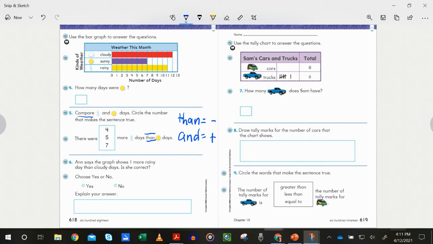Okay, notice on our tally chart, the tally marks for cars is missing. Okay, don't draw them up here. Instead, you have this nice big box you can draw them in. Draw the tally marks for the number of cars that the chart shows. So we're looking at the cars, and show me what those tally marks would look like on number 8.